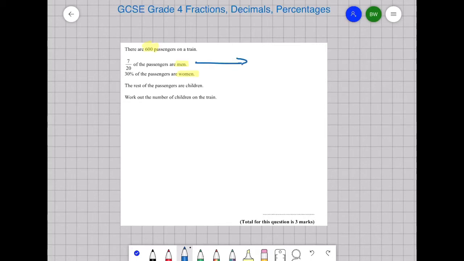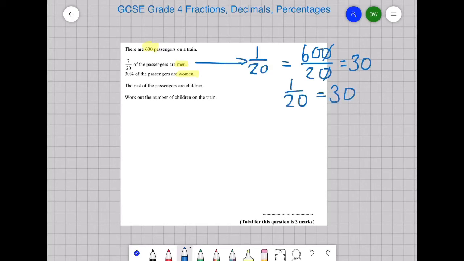So in order to work out 1/20th, I'm splitting it into 20 parts. So I'm going to do 600 divided by 20. So that's the same as 60 divided by 2, which is 30. So I know that 1/20th is 30. However, 7/20ths are men. So to get from 1/20th to 7/20ths, I times by 7. So I'm going to do 30 times by 7, which is 210. Okay, so there are 210 men.